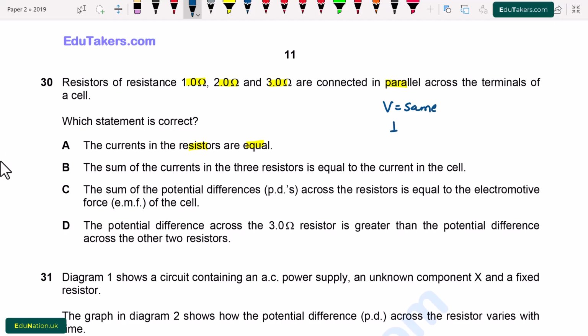The total current is obtained by adding all of these currents, I1 plus I2 plus I3. Option B. The sum of the currents in the three resistors is equal to the current in the cell. So this option is correct according to this. So option B is correct.